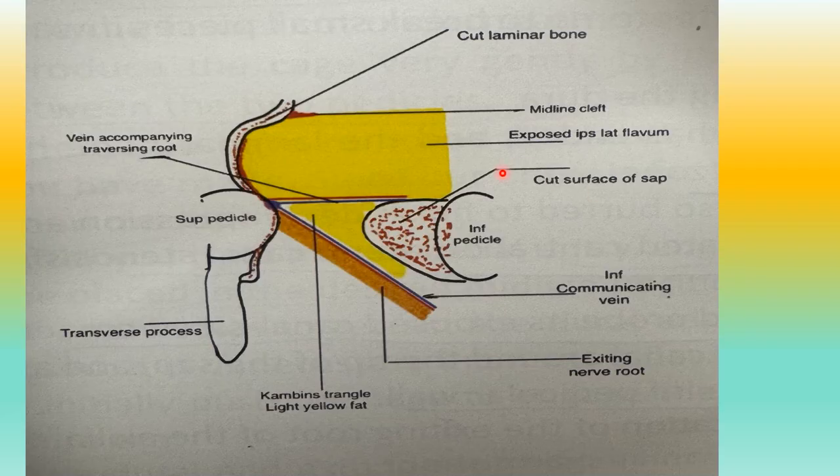Then there is the anatomy of the paravertebral area, that is para-UBE. This is Kambin's triangle, and this is the SAP. Margins are attached with the ligamentum flavum, and this is the exiting root. Somewhere here is the traversing root, and this is the midline cleft. This is the cut lamina. So our working area is this.